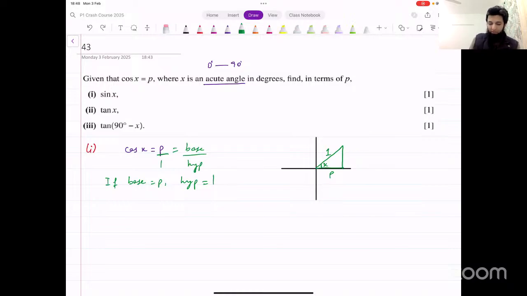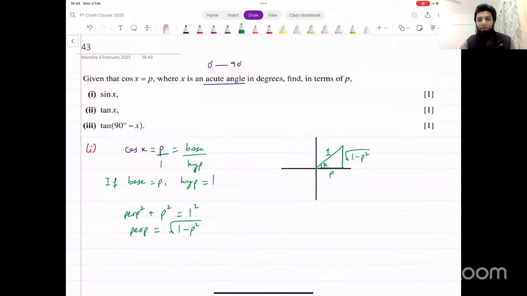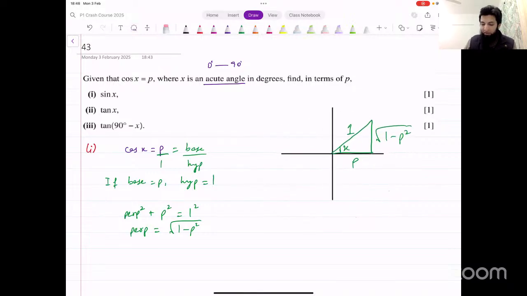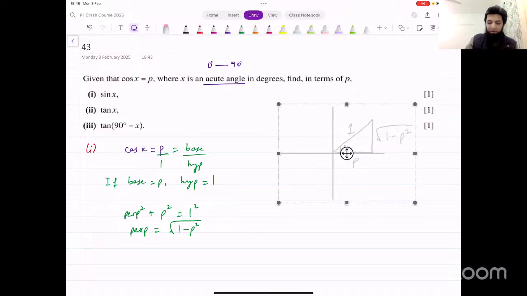The height there, we can find that using Pythagoras. We can say perpendicular squared plus base squared equals hypotenuse squared. And that is going to give you perpendicular equal to square root of 1 minus p squared. So this side turns out to be square root of 1 minus p squared. Does this make sense until this point? Because once you've made this triangle and written down all the sides, the rest is going to be fairly straightforward. Any problems until this point?